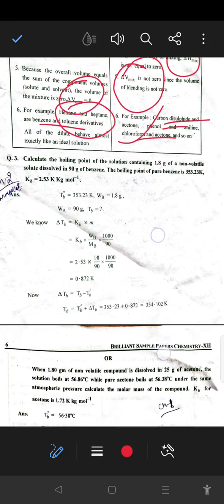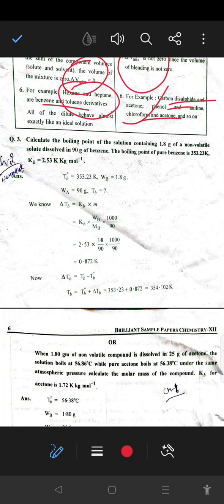Next, a numerical: calculate the boiling point of a solution in which 1.8 gram of a non-electrolyte solute is dissolved in 90 gram of benzene.